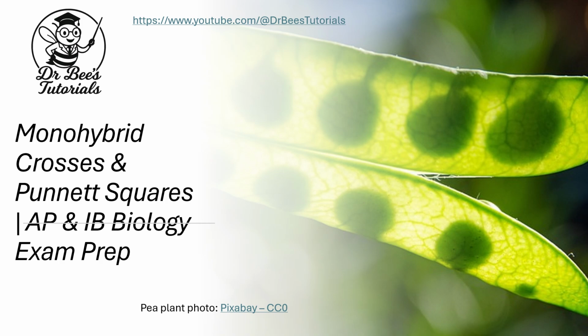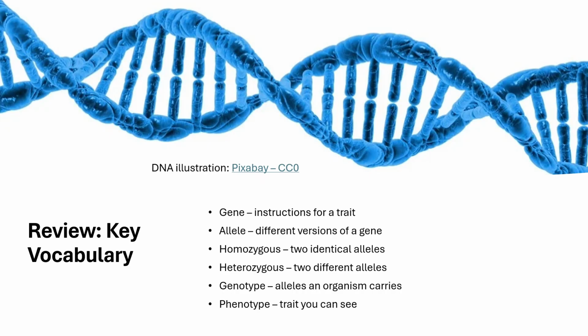In this video, we'll learn how to predict offspring traits using monohybrid crosses and Punnett squares, a critical skill for AP and IB biology exams. Before we start, let's quickly review the key vocabulary. You'll need these terms to understand how monohybrid crosses work.